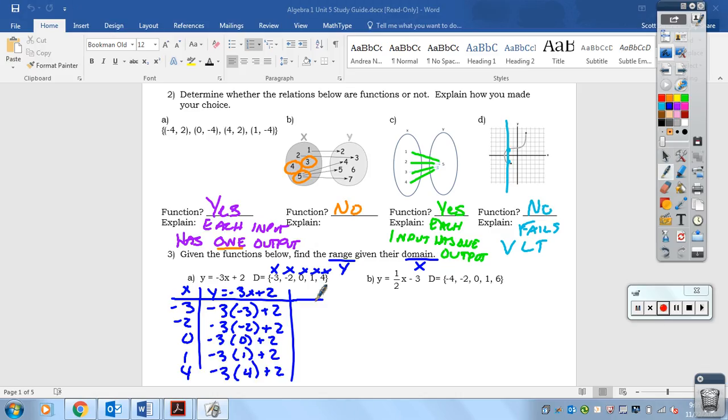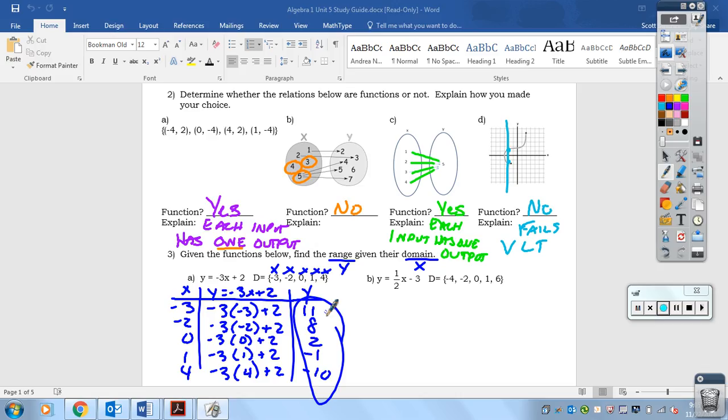Once I have them all plugged in, I just have to do my order of operations to correctly get my y. Negative times negative is positive 9, 9 plus 2 is 11. Negative times -2 is positive 6, 6 plus 2 is 8. -3 times 0, that's the multiplicative property of 0, that's 0 plus 2 is 2. -3 times 1, that's the multiplicative identity, multiplied by 1 stays the same. So it's -3 plus 2 or -1. -3 times -4 is 12, 12 plus 2 is 14. So these would be my range or my outputs.